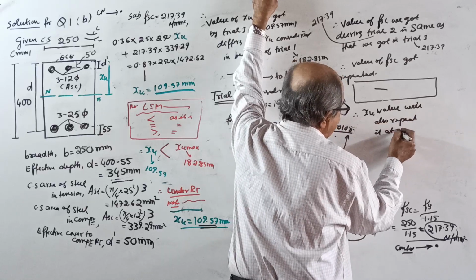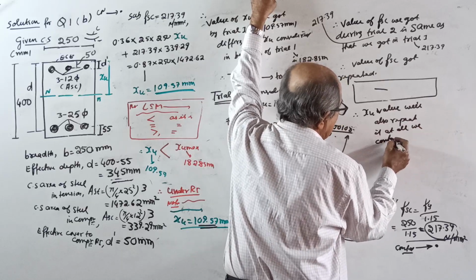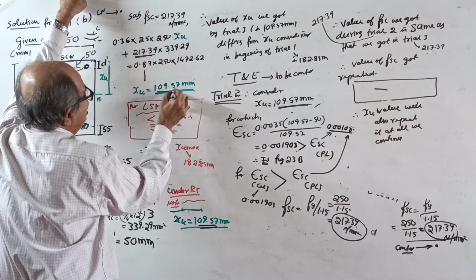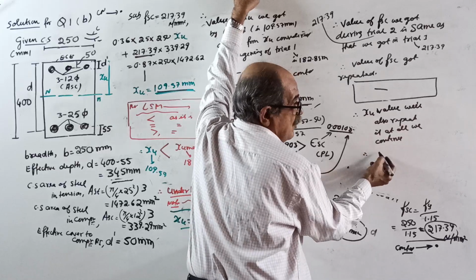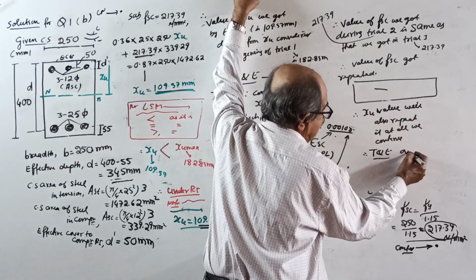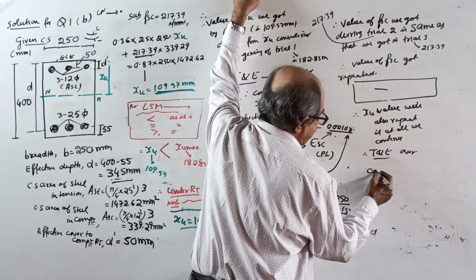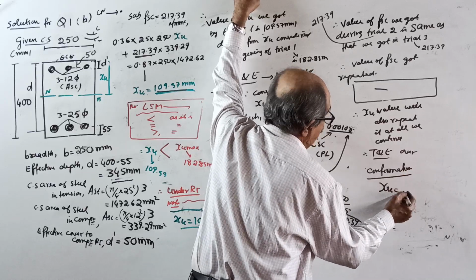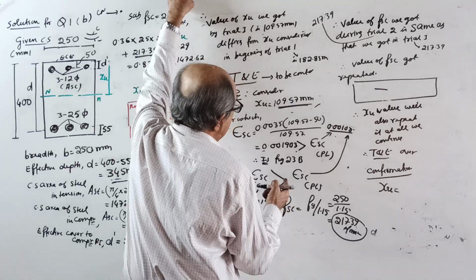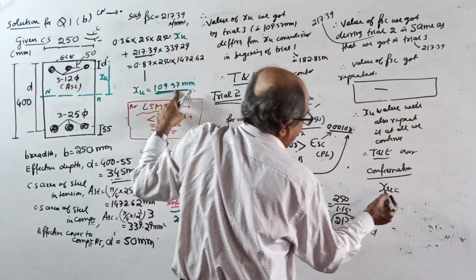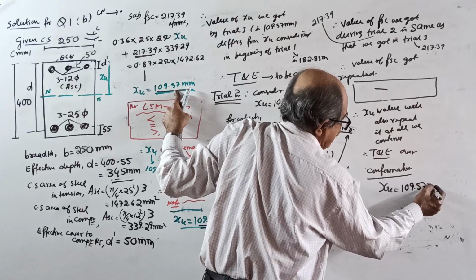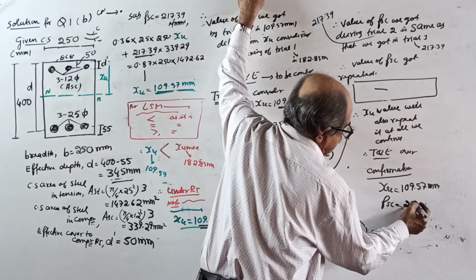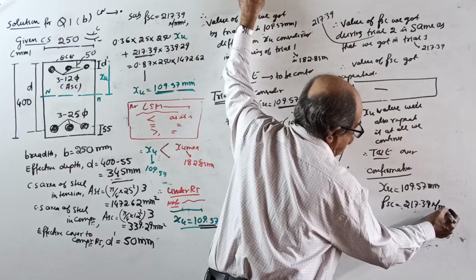If at all we continue, see here, if you substitute that XU value, it will again repeat. Therefore, stop. Therefore, over. Trial and error over. Confirmation is, the confirmation value is your XU equal to, how much is it? XU is 109.57 millimeter, and your FSC is 217.39 Newton per mm square. Over.